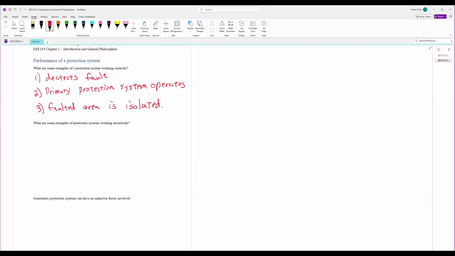Now note, I said primary right here. Now I'm going to put a star right here. We typically have a backup system. So backup protection did not operate. If we're running everything optimally, our primary layer of protection would operate and not fail, and the backup protection did nothing. The backup system is there in case the primary fails for some reason.